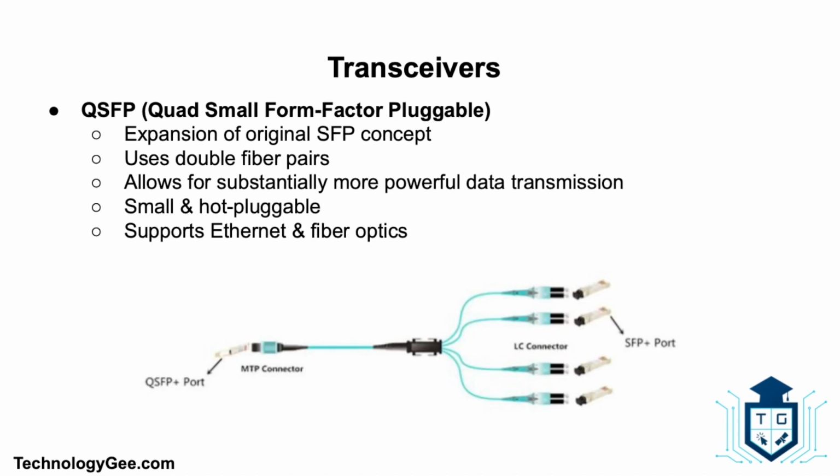Then we have the QSFP or quad small form factor pluggable, and this is another expansion of the original SFP concept. The QSFP uses double fiber pairs. The QSFP allows for substantially more powerful data transmissions, and the QSFP connectors are still small and hot pluggable, and they still support Ethernet and fiber optics.